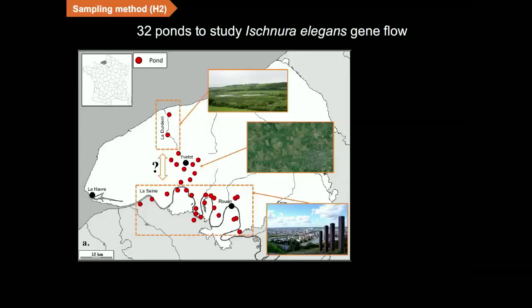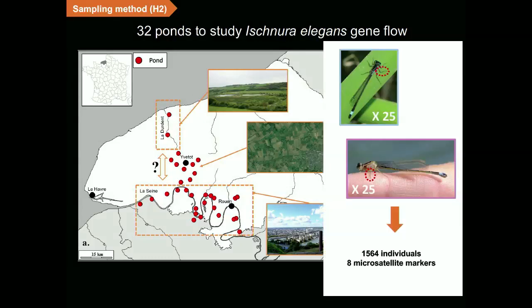To respond to our second hypothesis, we used 32 ponds to study the gene flow of one species of damselfly, Ischnura elegans. This hypothesis was based on the fact that we have two watersheds here, and we have no hydrographic component between the two watersheds. We used 35 tarsi of males and 25 tarsi of females in each pond, and we used 8 microsatellite markers.